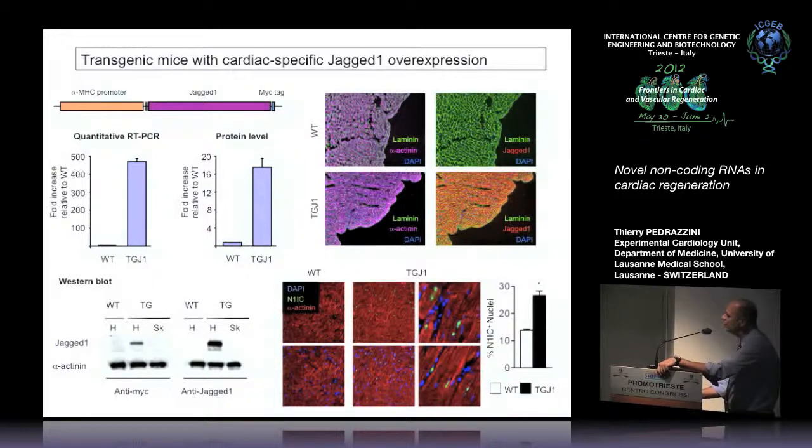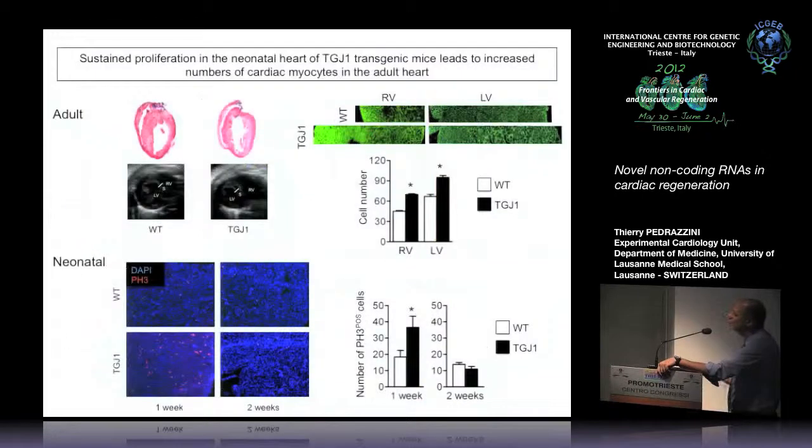Now, what is the phenotype that develops in these animals? Well, basically, what you have is an increased cellularity in the ventricle wall. So more cardiomyocytes. And this is likely due to an increased proliferation in the first week after birth in the cardiomyocyte population. So you have a sustained proliferation after birth in these animals. This is a phospho-H3 staining in cardiomyocytes.